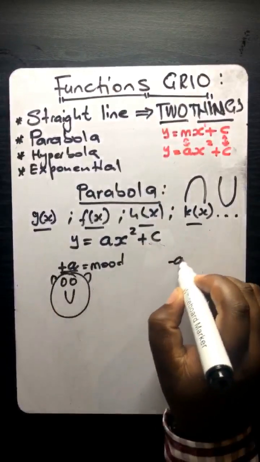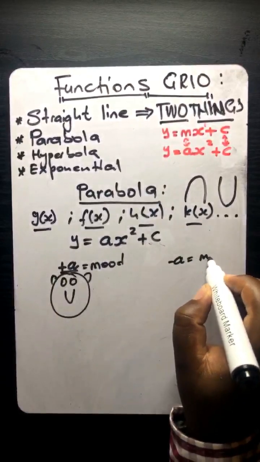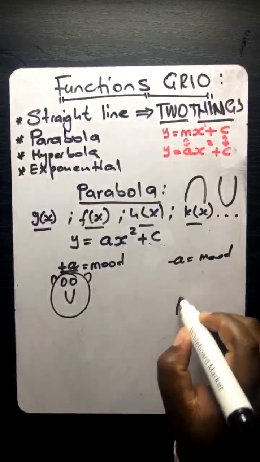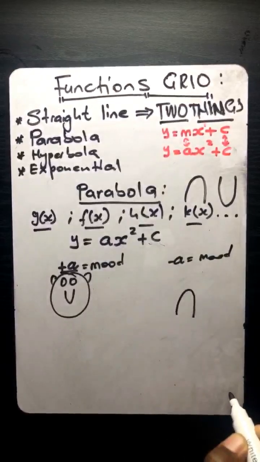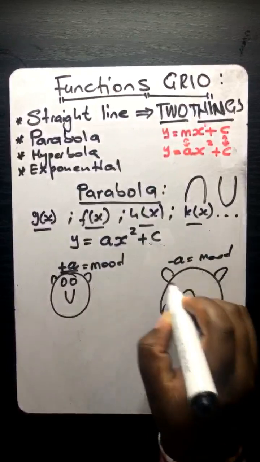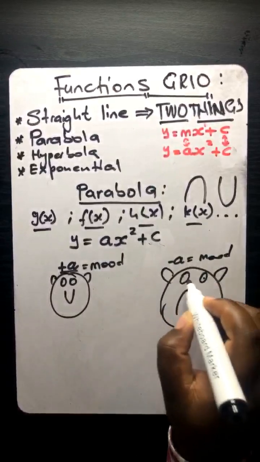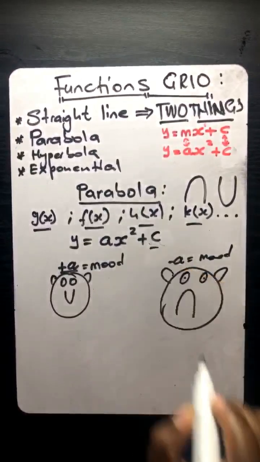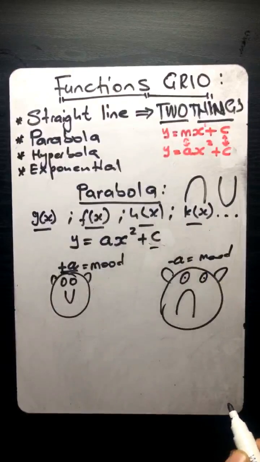But if you have a negative mood, obviously you're going to be sad. So that is why you are going to have a function of that nature. And this is how you notice that our honorable member is not happy there. So now the c value, again, refers to the vertical shift.